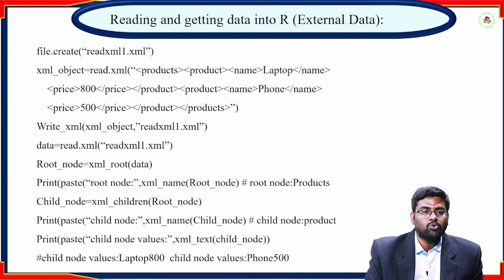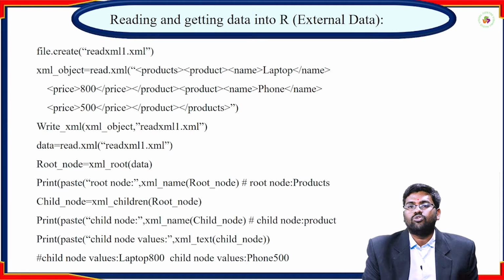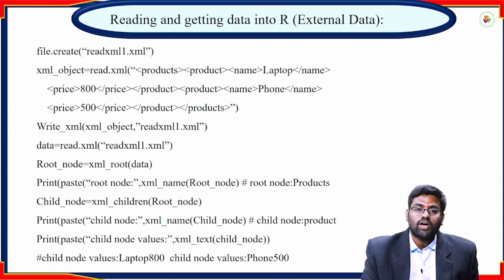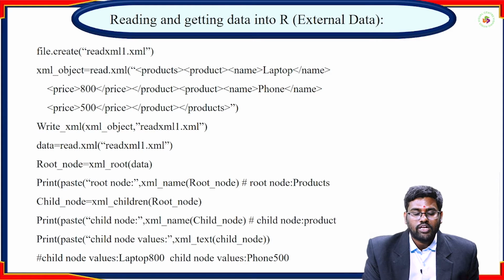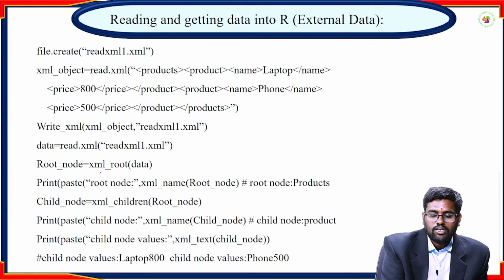So now I want to write that content into the XML, so we have to use the method write_xml. write_xml is used to write the content into our XML file, and after that, if I have to retrieve the data, the root node is equal to xml_root of node. That means we need to retrieve the node. Next, the child node means the particular XML name of the child node. Like that we need to retrieve the data from this: xml_root of data.